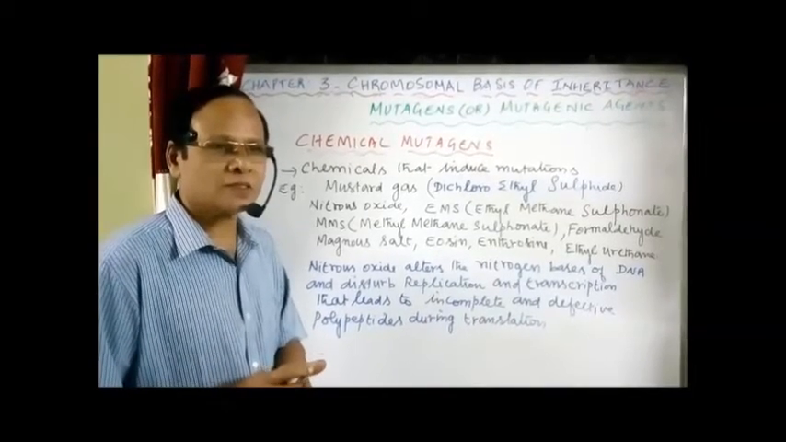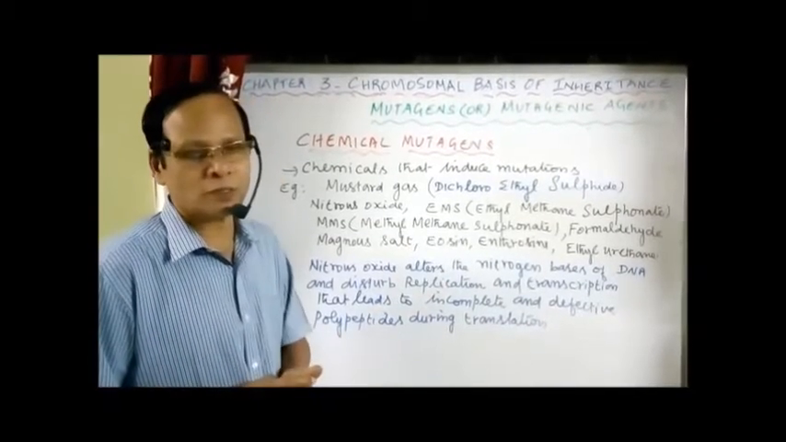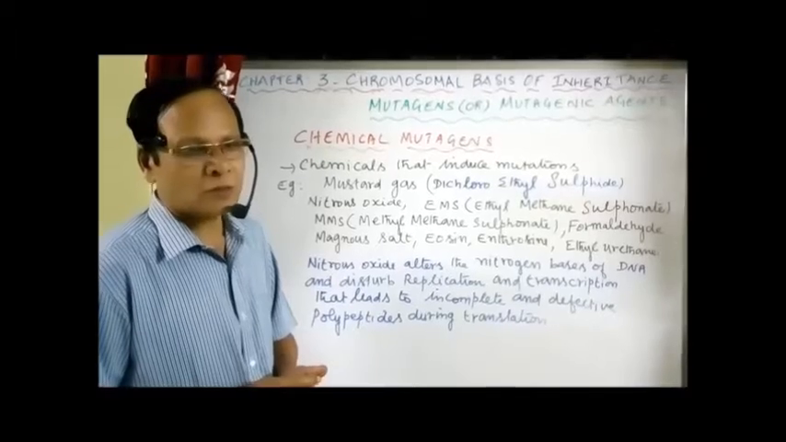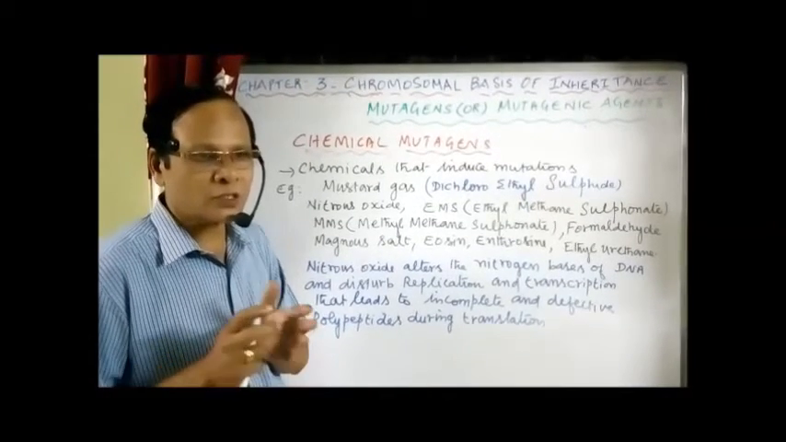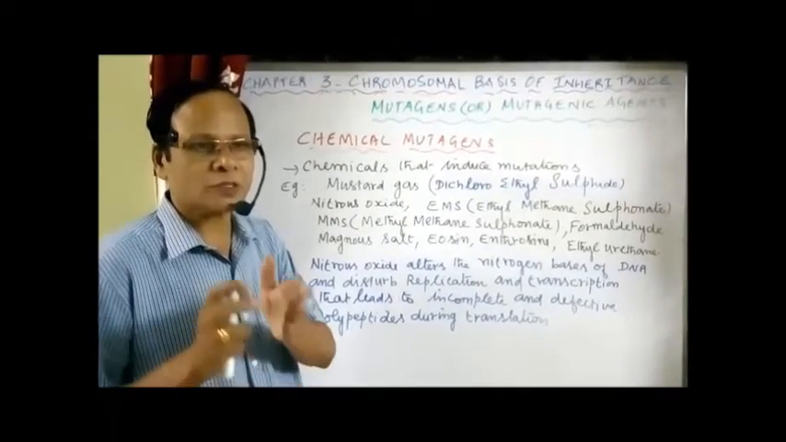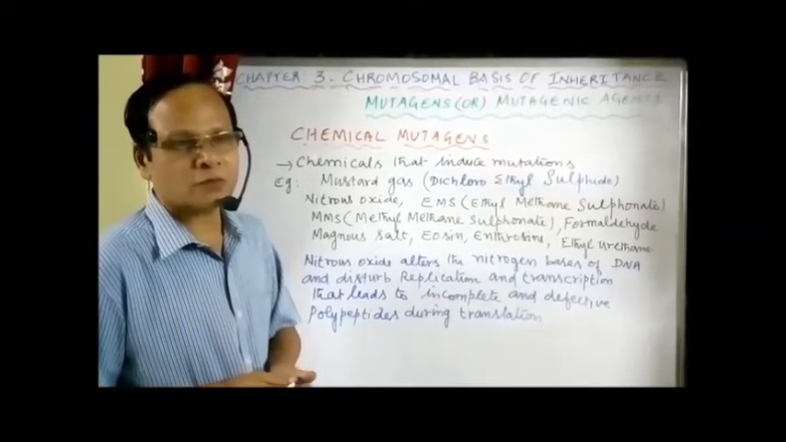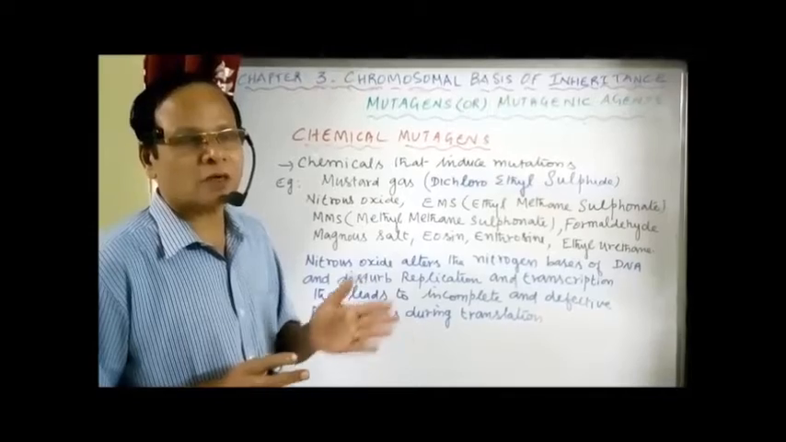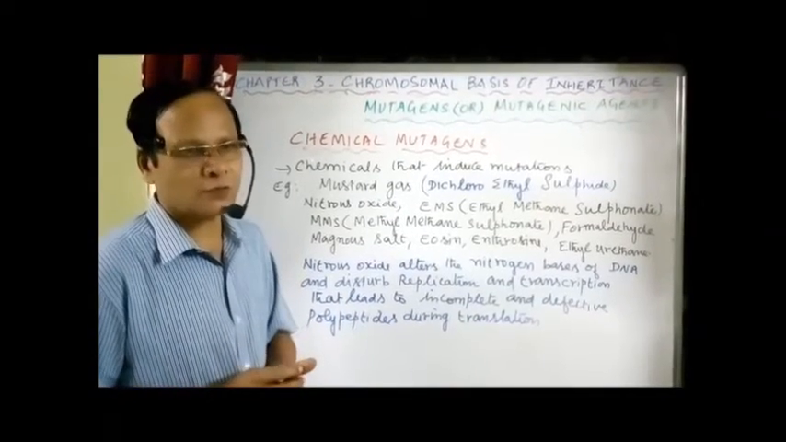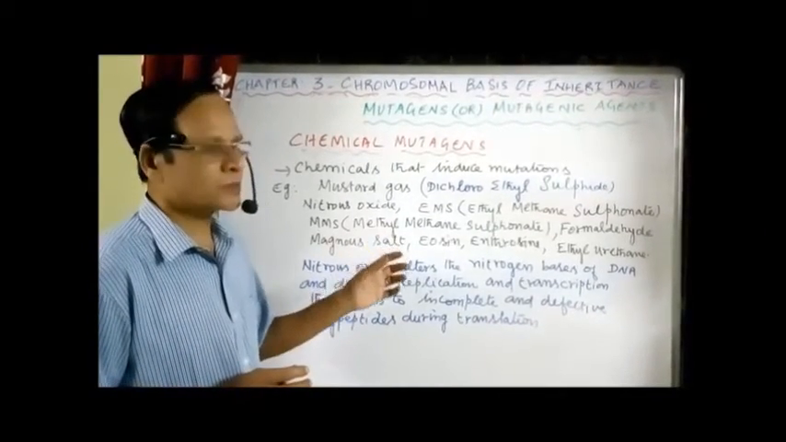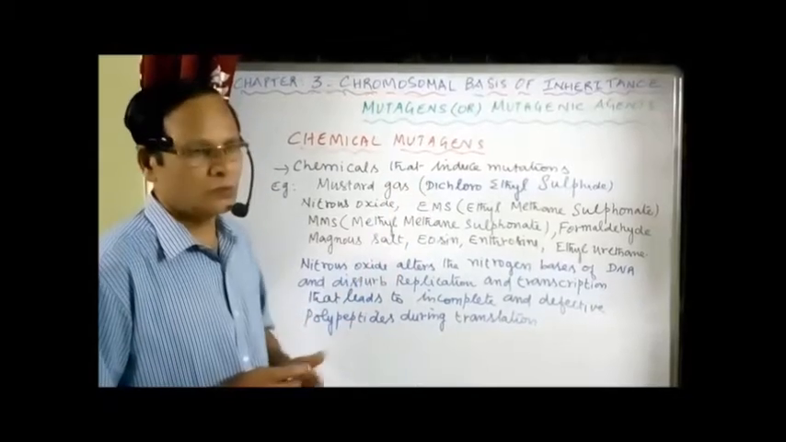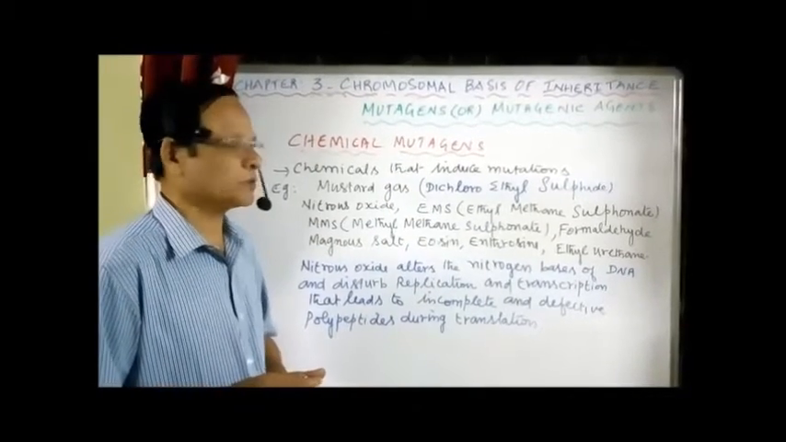Another person, L.J. Stadler, I write down on the board. He was the first person to induce mutations in plants using X-rays and gamma rays. Chemical mutagenesis was first reported by C. Auerbach in 1944. So these are some of the persons related to this, which I write down on the board, and you can find out the answer for that one.